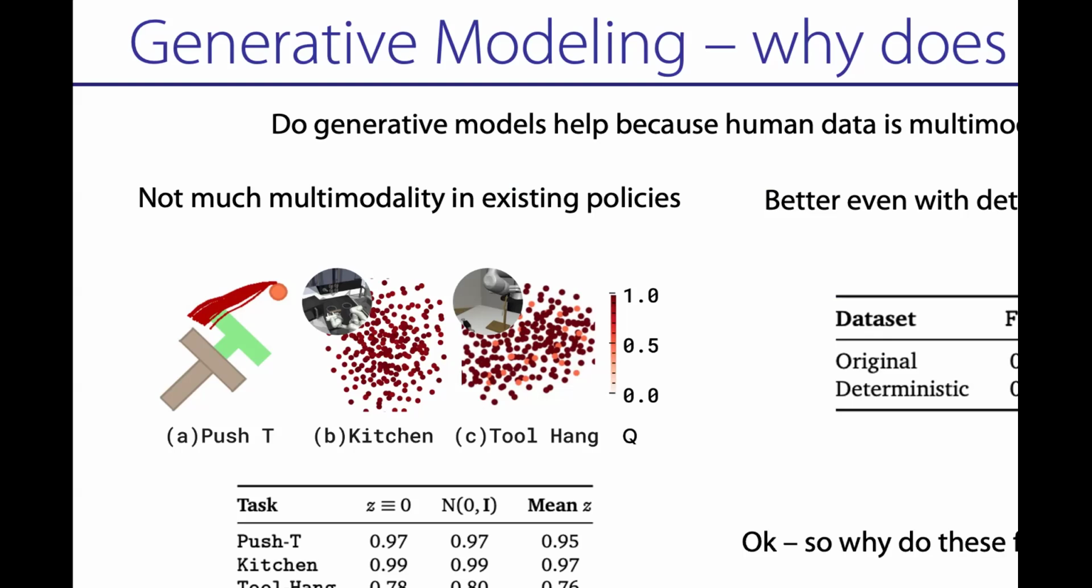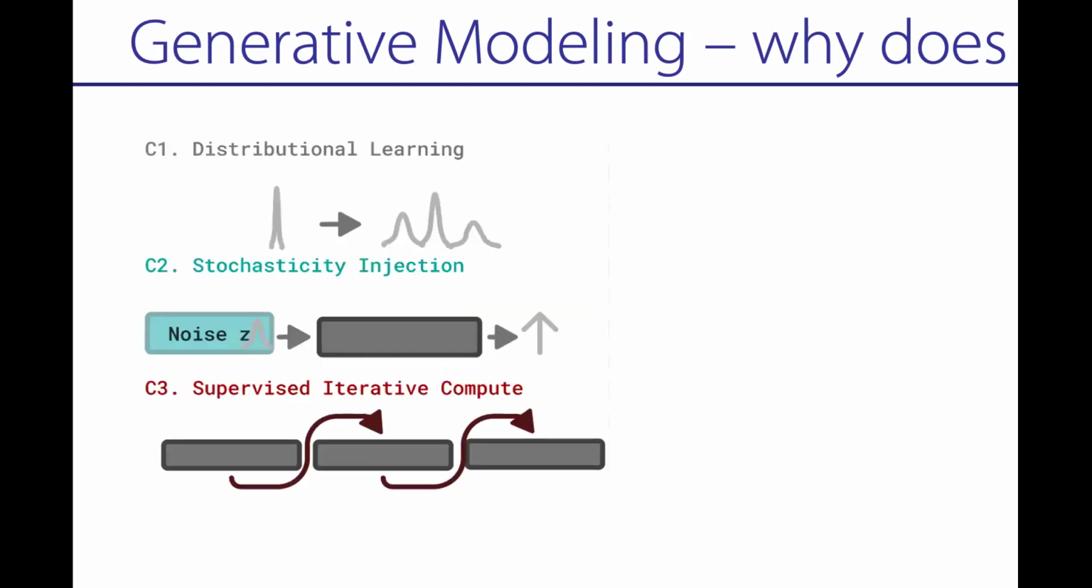So they said, okay, this is surprising. Why do these things help? They try to isolate the contributions of a generative model into three parts. The first is distributional learning: am I modeling a distribution over multimodal data? The second is stochasticity injection, which means you're adding noise to your training procedure, like data augmentation. And the last is that you have an iterative procedure. If you think of any diffusion or flow policy, it doesn't generate an action all at once. It generates an action through iteration, right? So these are the three things that are inherent to a flow policy. Which of them matter?